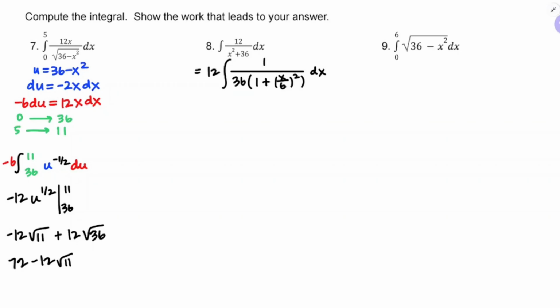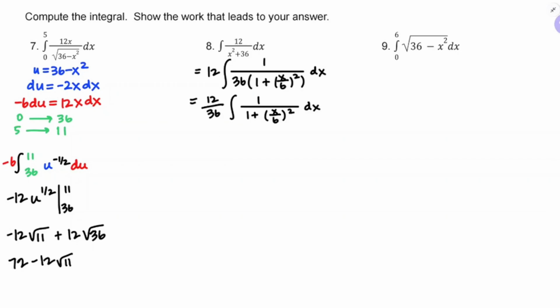Hopefully I showed you this algebraic manipulation in class, and told you it's going to work the exact same way every time with the ones that fit into this pattern. So I'm going to factor out the 1 over 36 out of the whole integral, so I have 12 over 36, and then I have the integral of 1 over 1 plus something squared. And that's where I'm going to be thinking about arctangent.